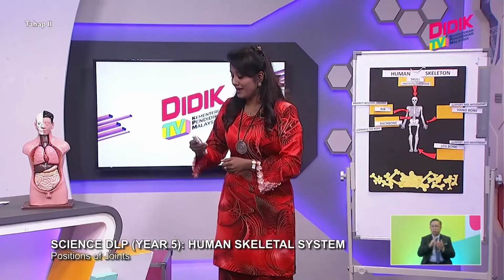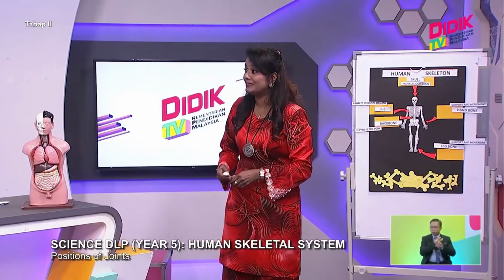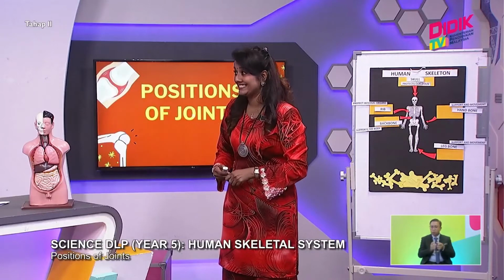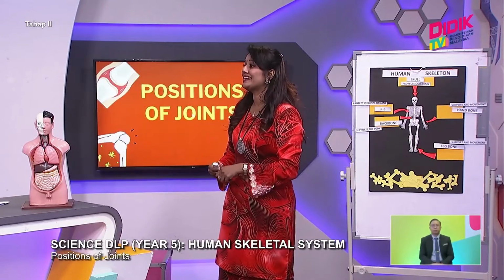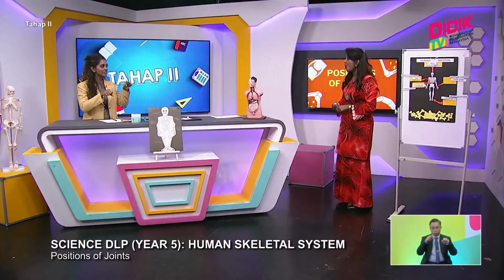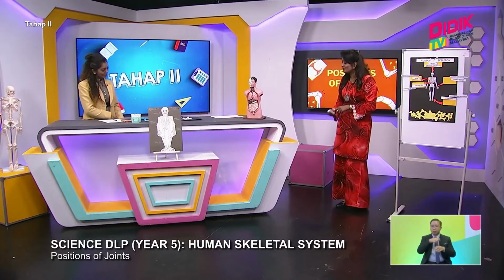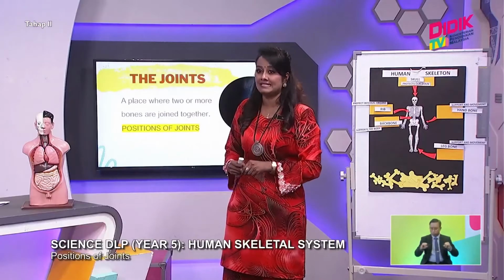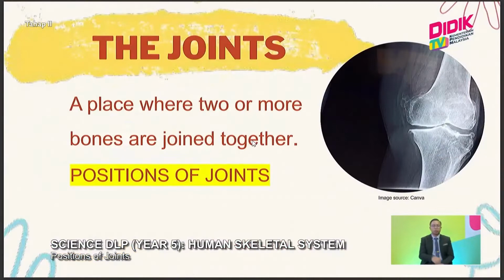Okay, for today, after this, we are going to learn about positions of joints. Position of joints. In between the bones, right? Yes, in between the bones. If you look at the position of joints, a joint is a place where two or more bones are joined together. For example, you can see next to you, there's a skeleton there. You can see two bones joined together.